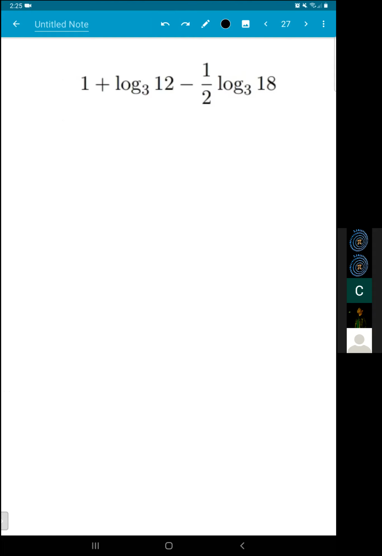Okay, the thing would be to write it so that it contains a logarithm. That's the hint. How do you write that? How do you write one as a logarithm? There are actually infinitely many ways, like log 10. What is log 10? Base 10, this one.